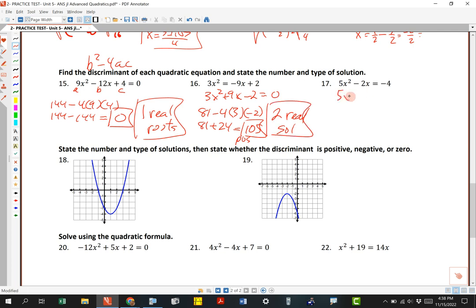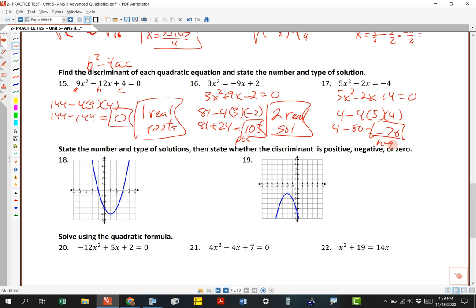Again, a little bit of rearranging. 5x squared minus 2x plus 4 equals 0. b squared is going to be 4 minus 4 times a times c. So that's going to be a 5, and that's going to be a 4. So this is going to be 4 minus 80. So we end up with negative 76. So the value of the discriminant is negative 76.